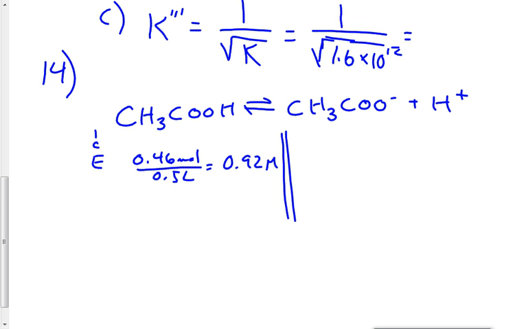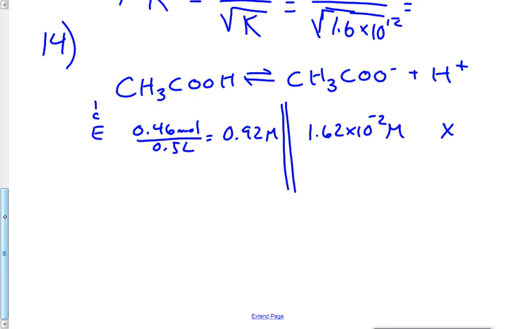So, well, my brain's not working. 1.62 times 10 to the negative second, I believe. Am I wrong? Anybody? I'm not functioning on all cylinders at the moment, apparently. And then I just need to plug it in.